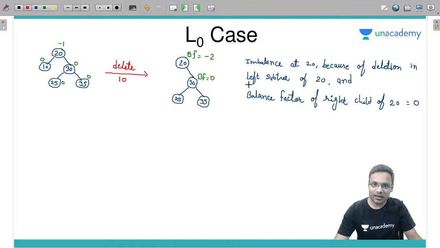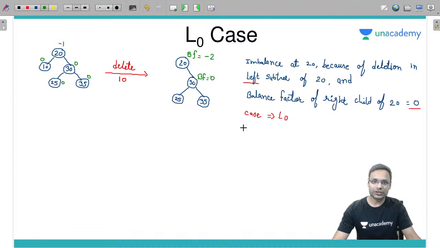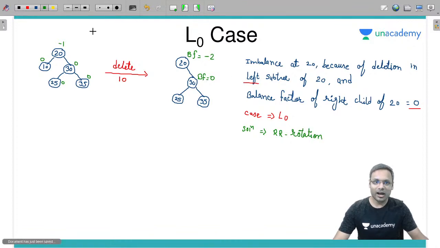Here you will get a particular case, L0. So the case is L0. If the case is L0, what will be the solution? In the case of 0 you are going to apply RR rotation. Solution is RR rotation. Let's go ahead and do the RR rotation. RR rotation is a single left side rotation here. So RR at 20 we apply.